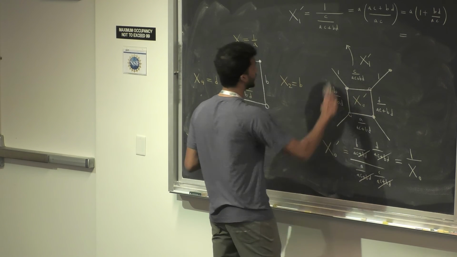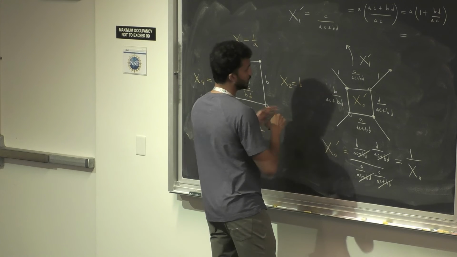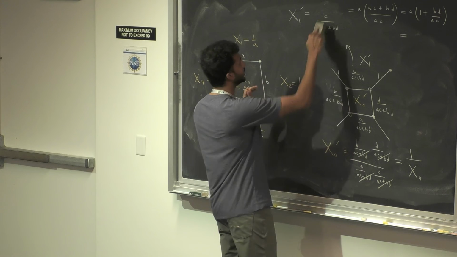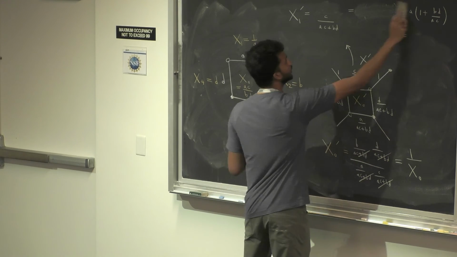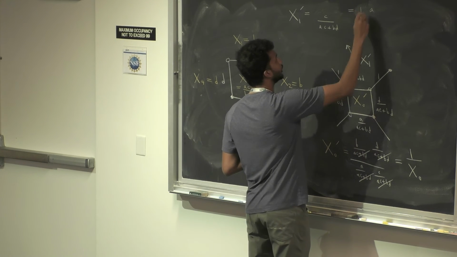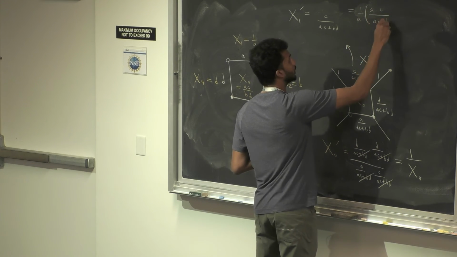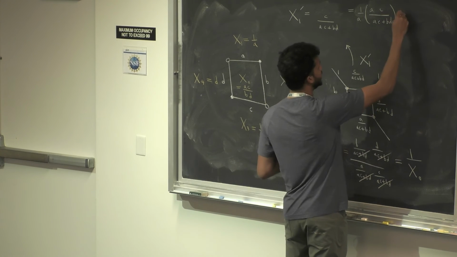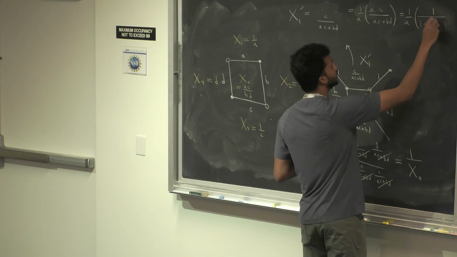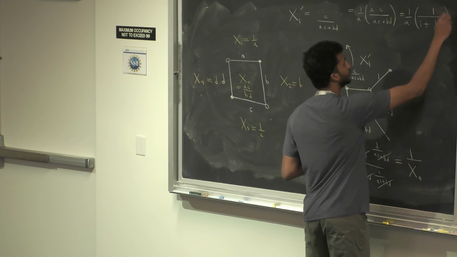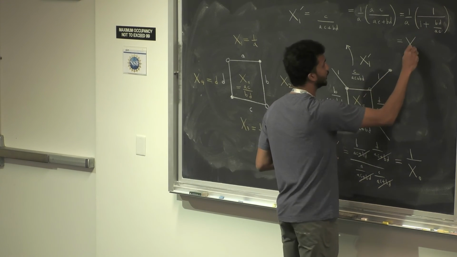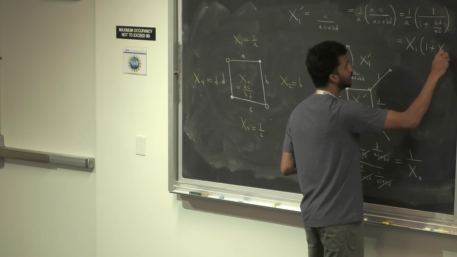Oh yeah, this is not 1 over C, this is just C. Since I'm going around this face like this, I'm going from black to white along this edge. So this should just be C over AC plus BD. And now I multiply and divide by A, and I divide by AC to get 1 over A, 1 plus BD over AC. And each of these is one of the original x variables. So this is x1 times 1 plus x0 inverse.